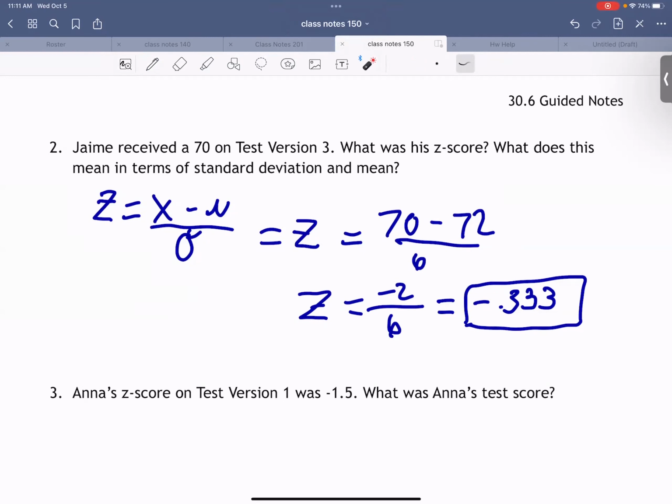Really good answers. Kamara did a great job of finding the z-score. Do you want to take us through your steps here? Great job. Perfect work there.